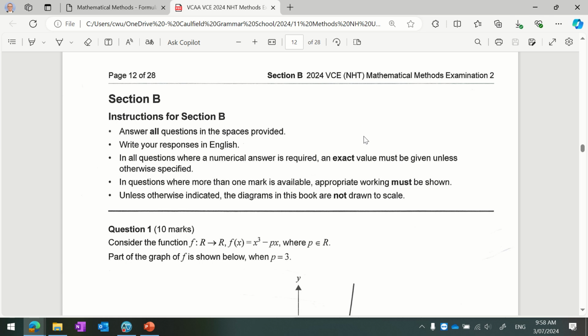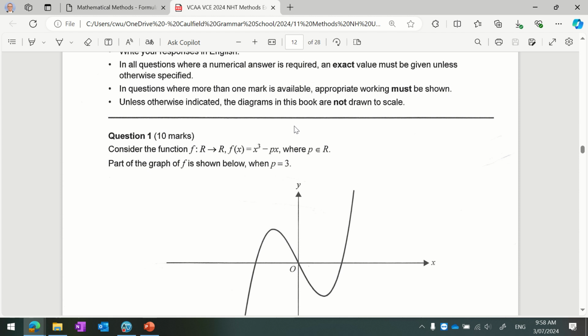Hello everyone, welcome back to my review and my solutions of the 2024 VCAA VCE Northern Hemisphere Timetable Mathematical Methods Examination 2. So this is the beginning of section B, basically your extended response questions.